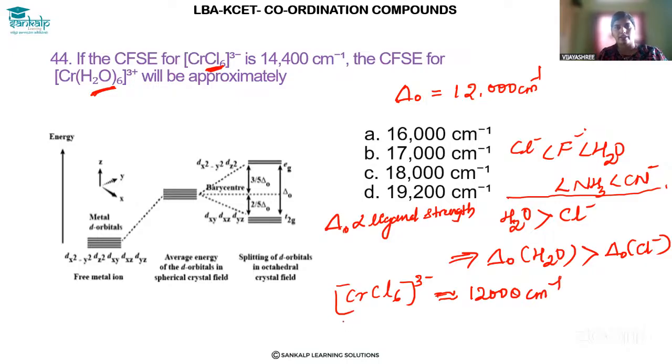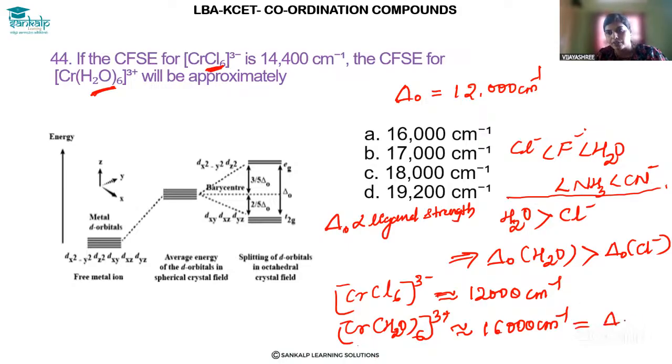In the same way, for Cr(H2O)6 3+ it is approximately 16,000 per centimeter. Okay, it is the approximate experimental value. Now remember this number, which is equal to delta naught for this. So note this down, I am going to erase this.